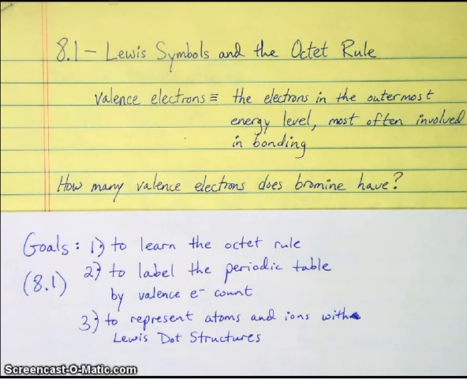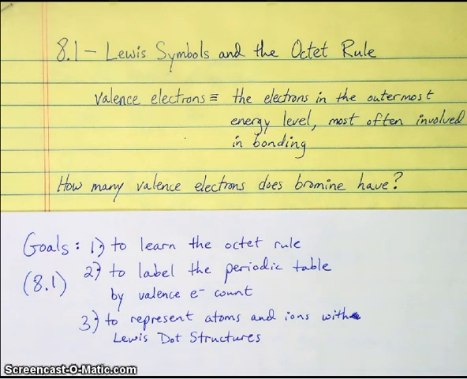So we could ask the question, how many valence electrons does bromine have? And the best method for coming up with that number, if you don't know, is to write out the electron configuration. So pause the video, write out the electron configuration, and we'll continue.